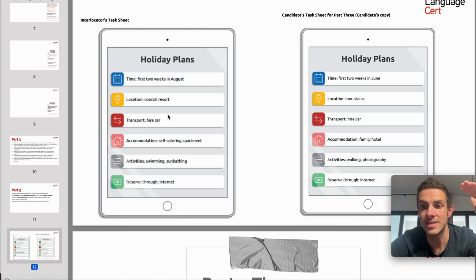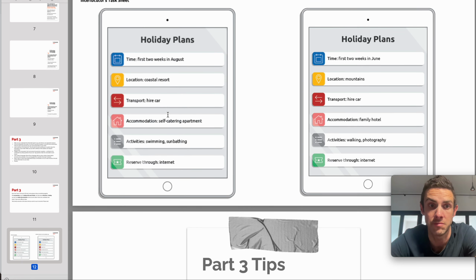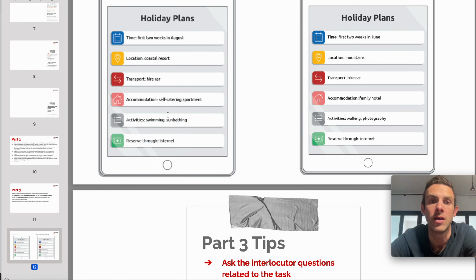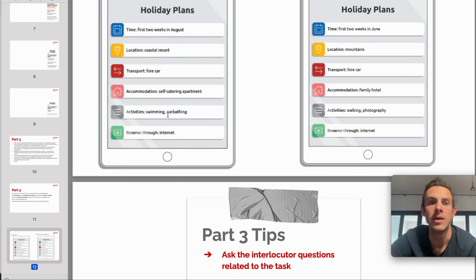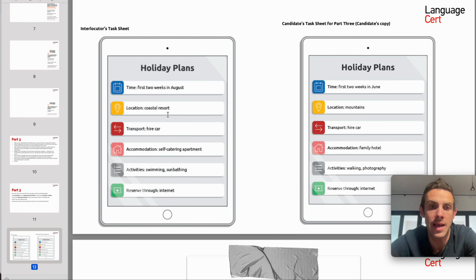And then you have the same information, but where mine says time, first 2 weeks in August, yours says the first 2 weeks in June. Location, mine says a coastal resort and yours says mountains. For transport, mine says car hire and yours says hire a car as well, so we can agree on that. Accommodation, mine says self-catering apartment and yours is a family hotel. Activities, mine say swimming and sunbathing and yours is walking and photography. And then reserved through the internet, we both have internet.